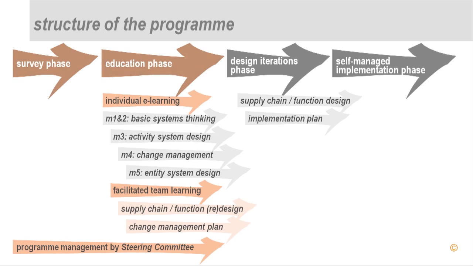The first two phases of the program, the survey and education phases, are delivered in a standardized manner. How the following two phases, the design iteration and implementation phases, unfold depends on the designs made during the education phase. This means that the delivery of the program could differ from client to client. For this reason, the program is renegotiated at the completion of phase 2, the education phase.